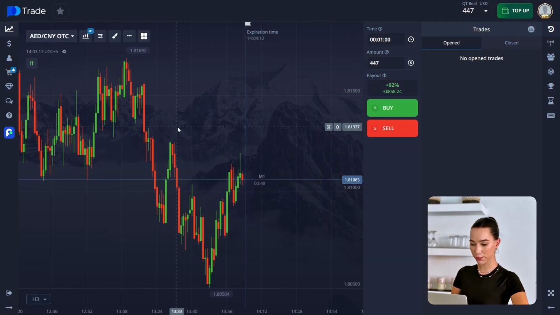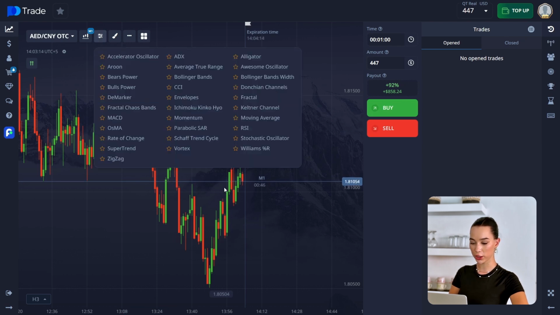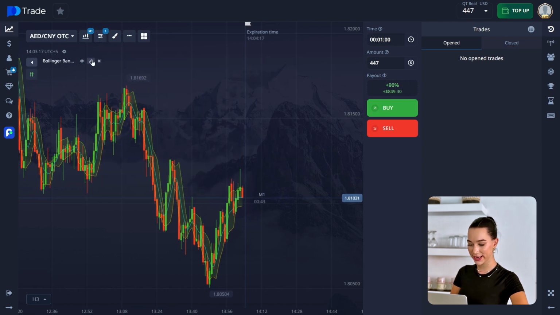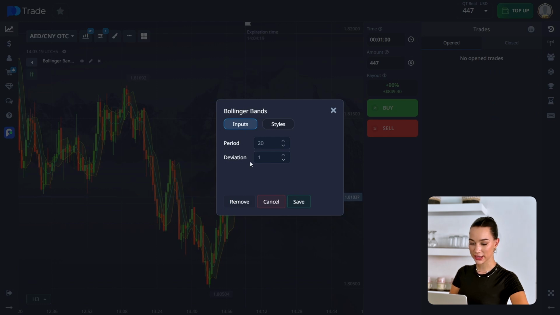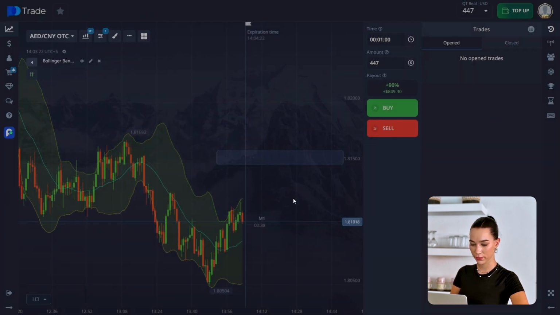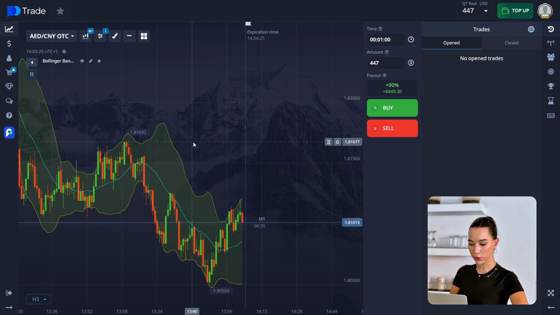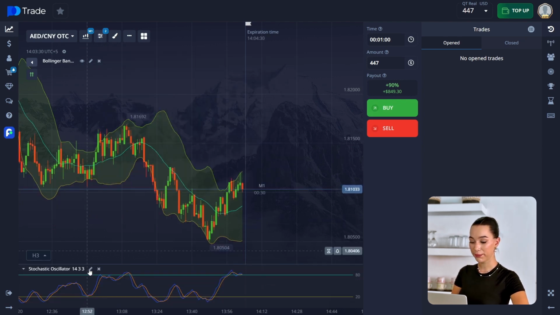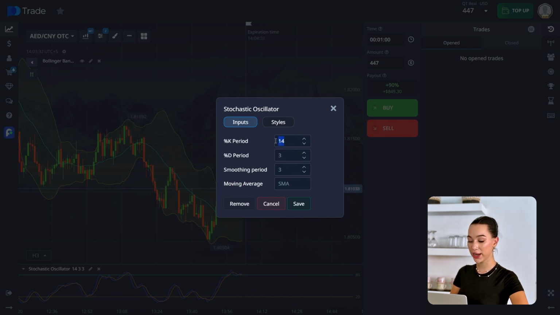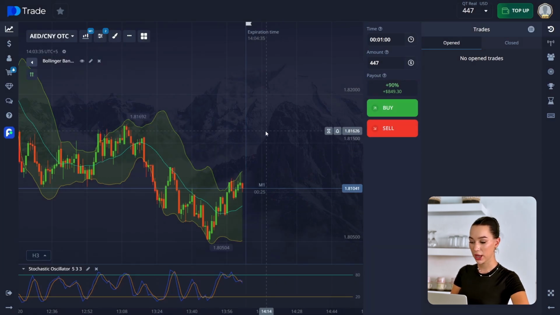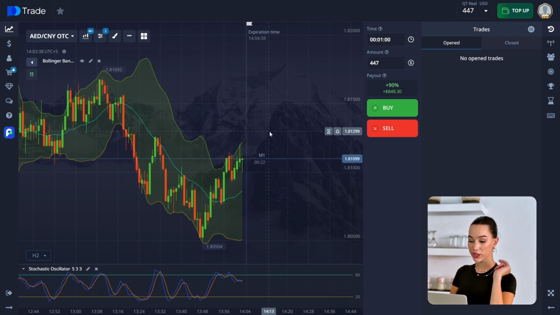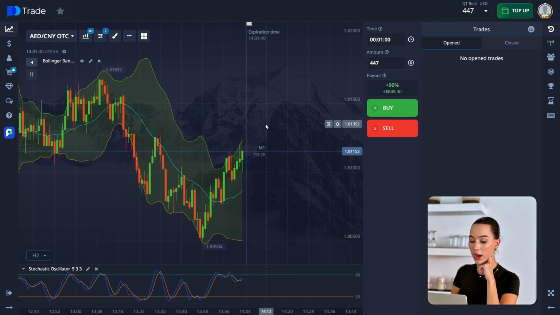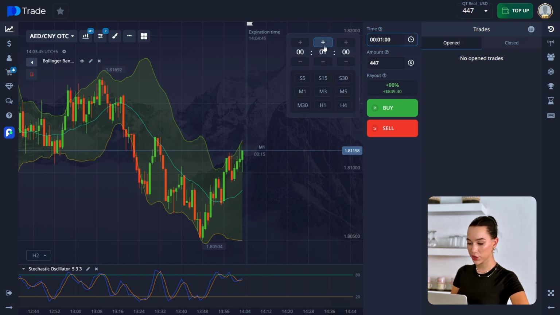So guys, we open our Pocket Option and go to the indicators, choose Bollinger Bands, change period to 20 and deviation to 2, and click Save. Then we go to indicators again and choose stochastic oscillator. I was using it before in the previous videos. We change K period to 5 and click Save. So this is actually everything we need, but we also need to change the time of the expiration, and we will do it soon. So here we change the time of the expiration to 3 minutes.